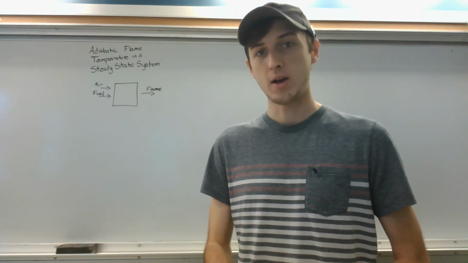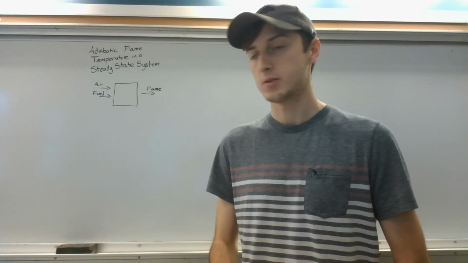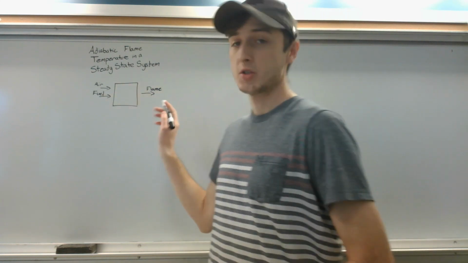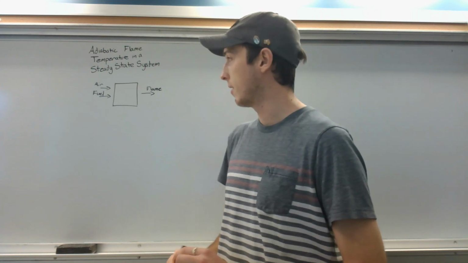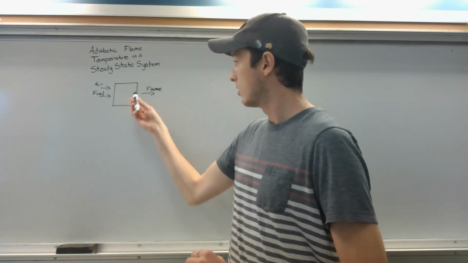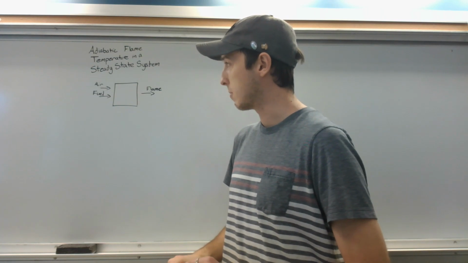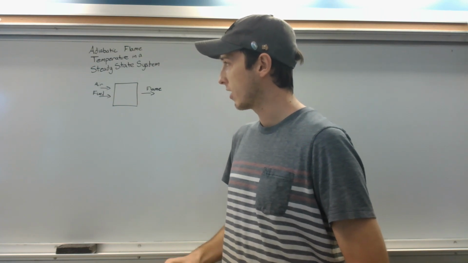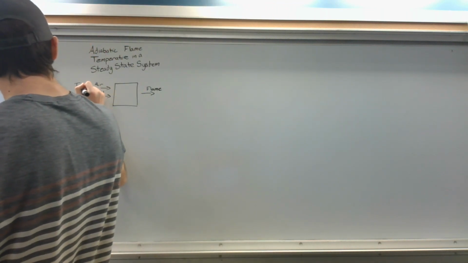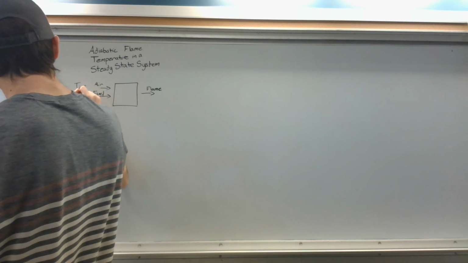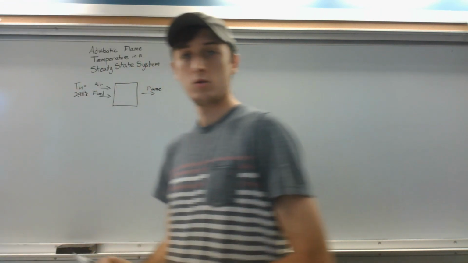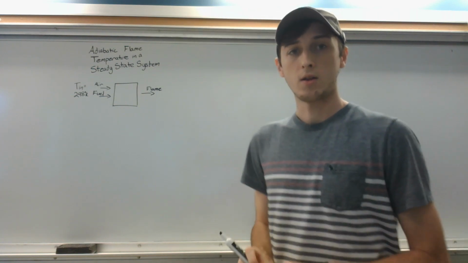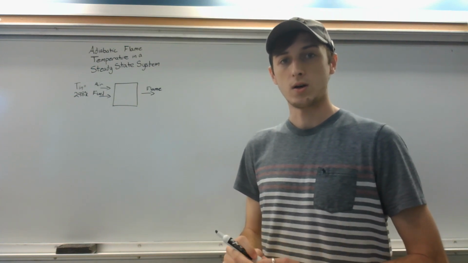Today we're going to talk about adiabatic flame temperature in a steady state system. What we've got here is our system setup where we're going to have an air and a fuel coming into the system, and that system is going to produce a flame. You can see here we have our flame output. We're going to say that the temperature Tn of our system is equal to 298 Kelvin.